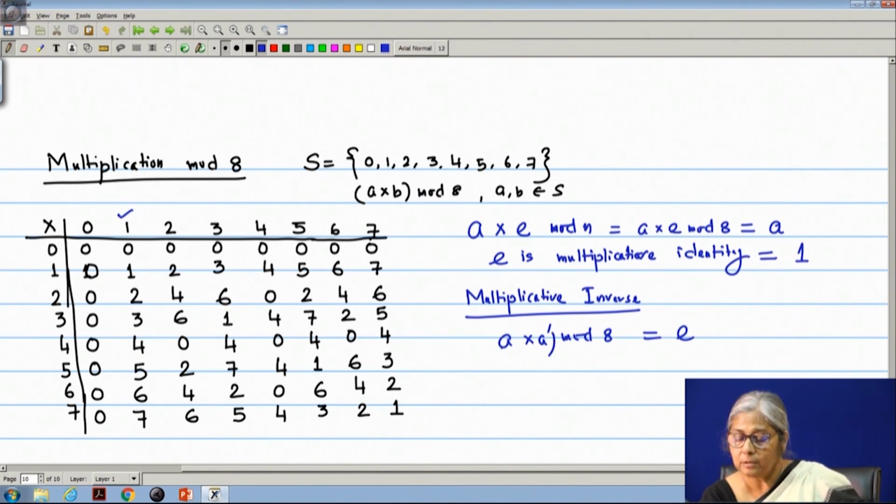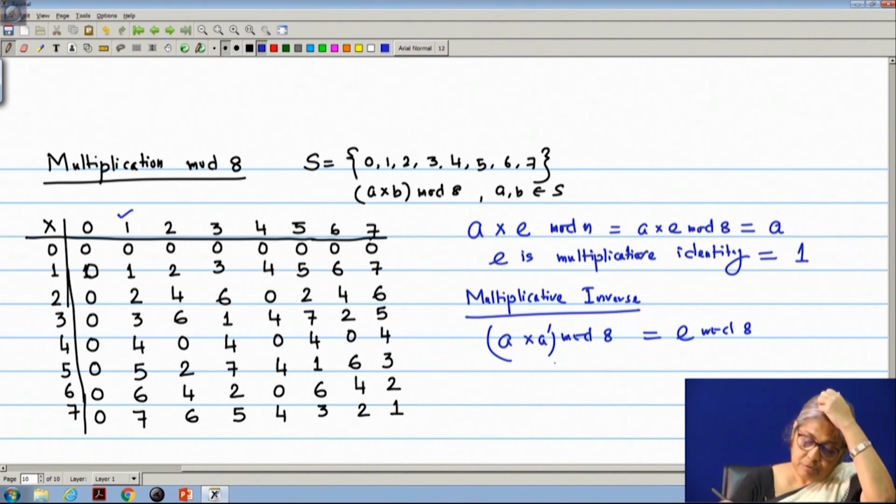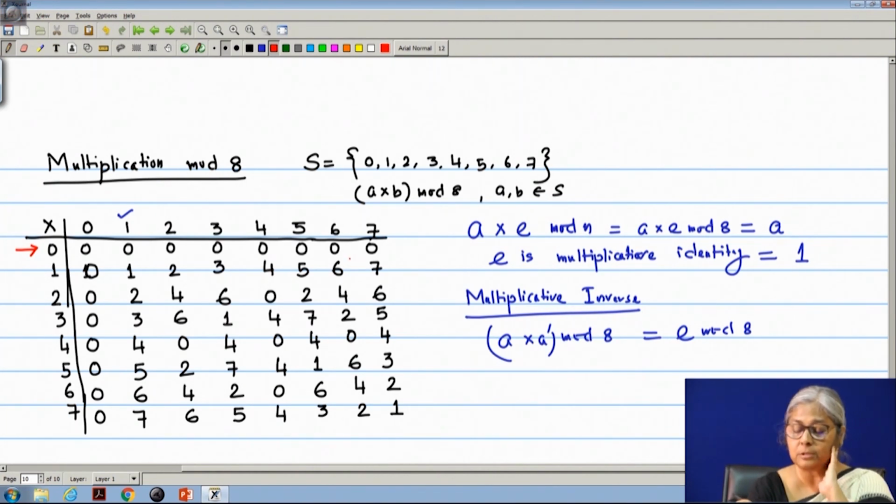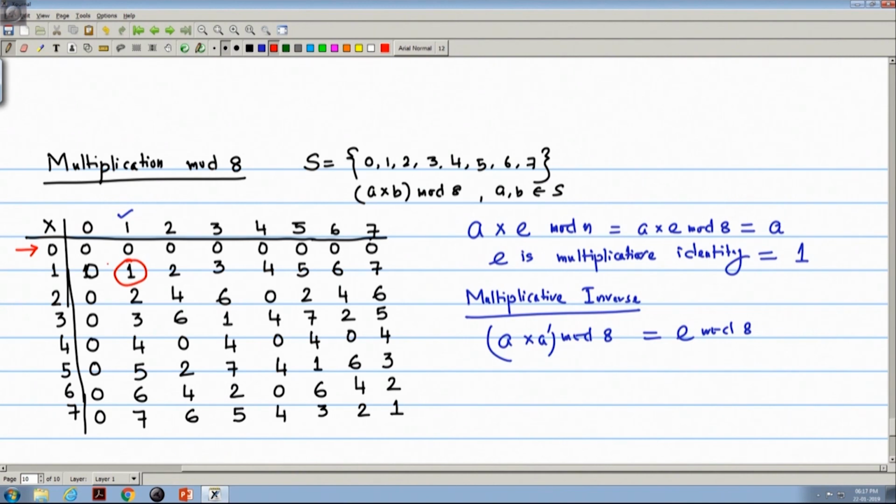I write A into E dash is E modulo 8. So, now we see that E is 1. For 0, if I multiply everything it will be 0. So, from 1 to 7, for 1 we are getting identity, 1 into 1 gives the identity.